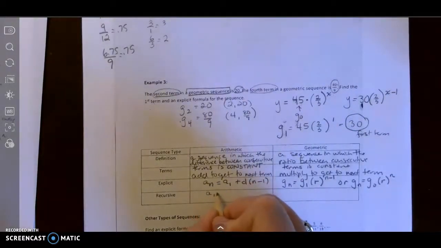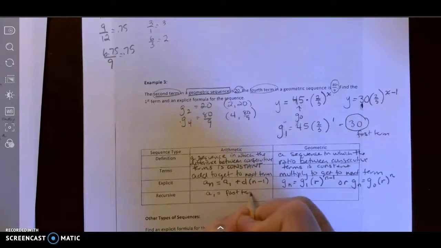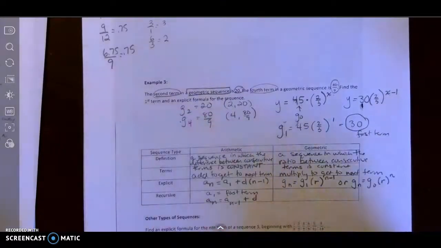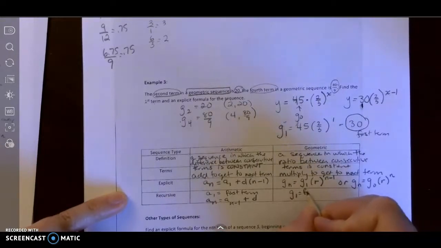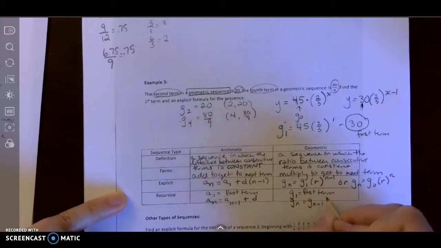Recursively, a sub 1 is the first term. And a sub n is the previous term plus that constant difference. And for geometric, g sub 1 is the first term. And g sub n is the previous term times the constant ratio.